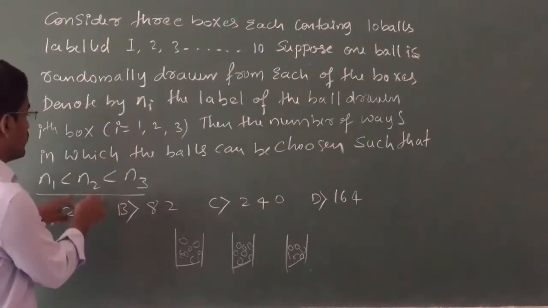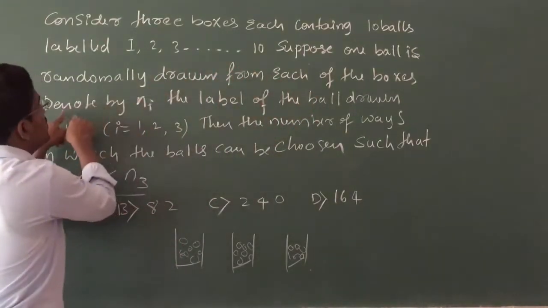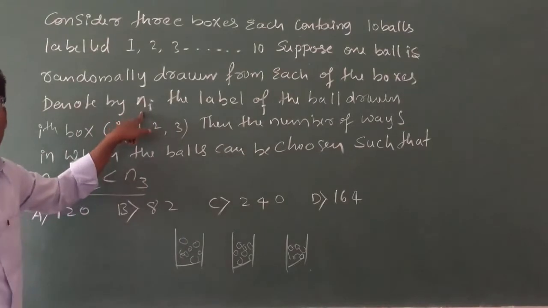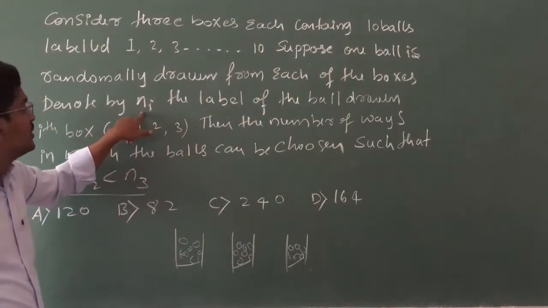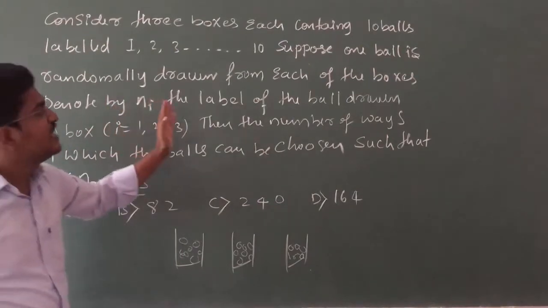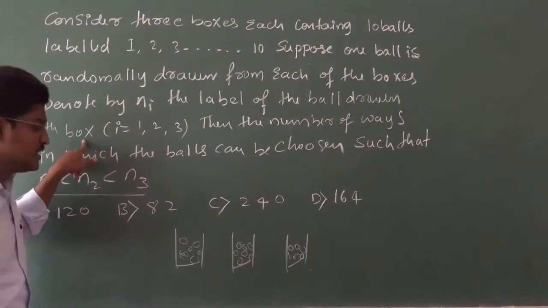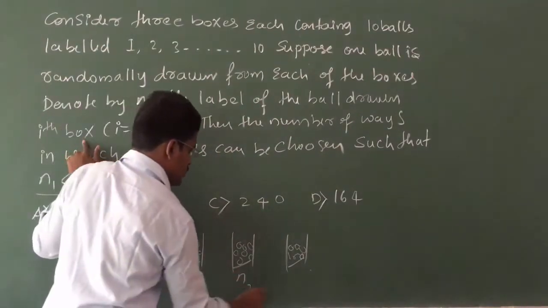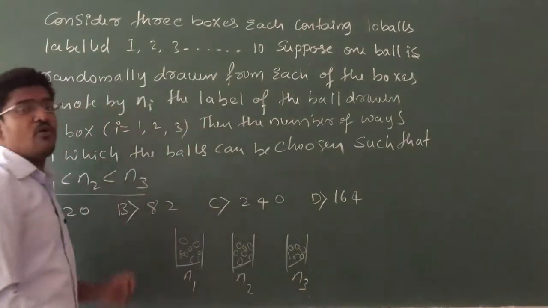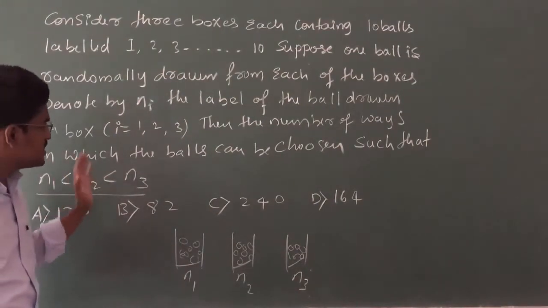This must happen. What is Ni? See here. Randomly drawn from each of the boxes denoted by Ni. Clear? So that means boxes are denoted by Ni, and the label of the ball drawn is from the ith box. That is N1 box, N2 box, and N3 box. Clear? So N1 is lesser than N2 is lesser than N3.